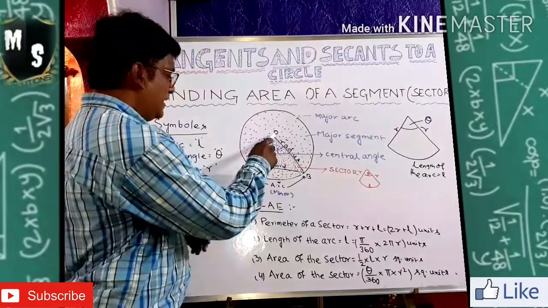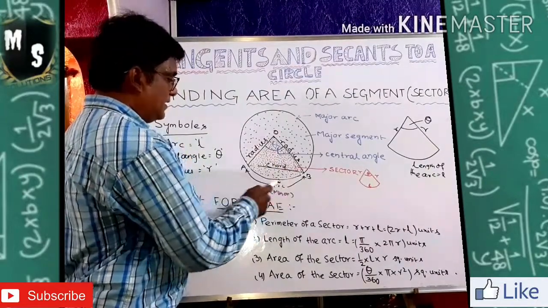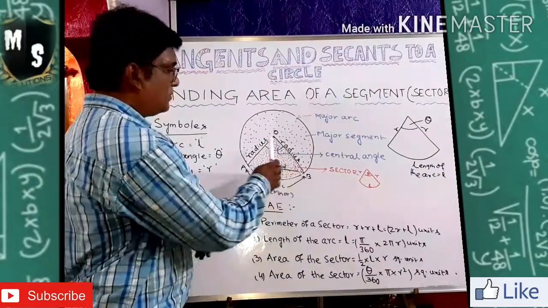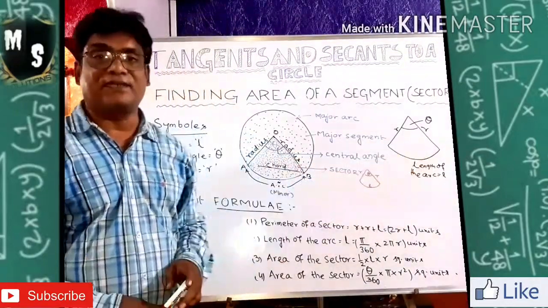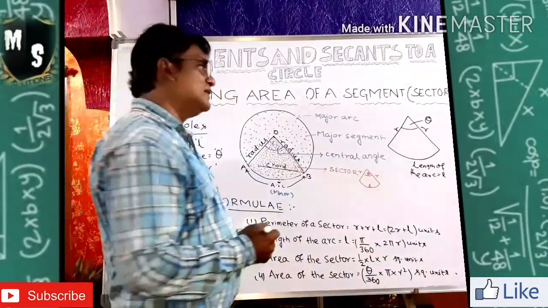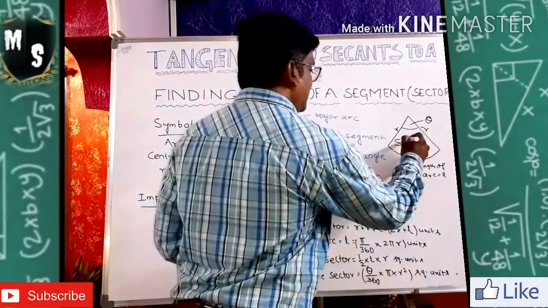Another shape you observe right now: see now, when a radius is joined and this part comes out of the circle, it looks like this. This is called a sector. What is this called? It is called a sector. This is a sector.